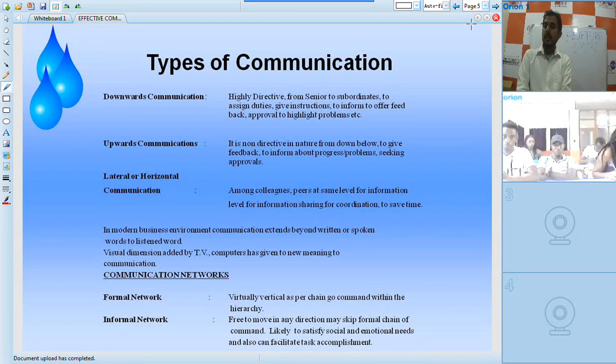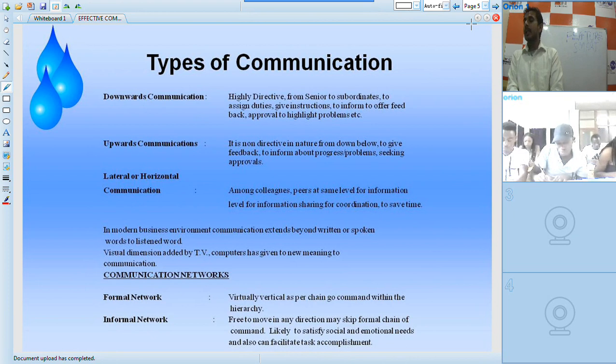Then the next one is the informal network. This is communication which is free to move in any direction and may skip the formal chain. It moves directly in any direction to anybody, to any person related to that particular message. It is known as the informal network of communication.